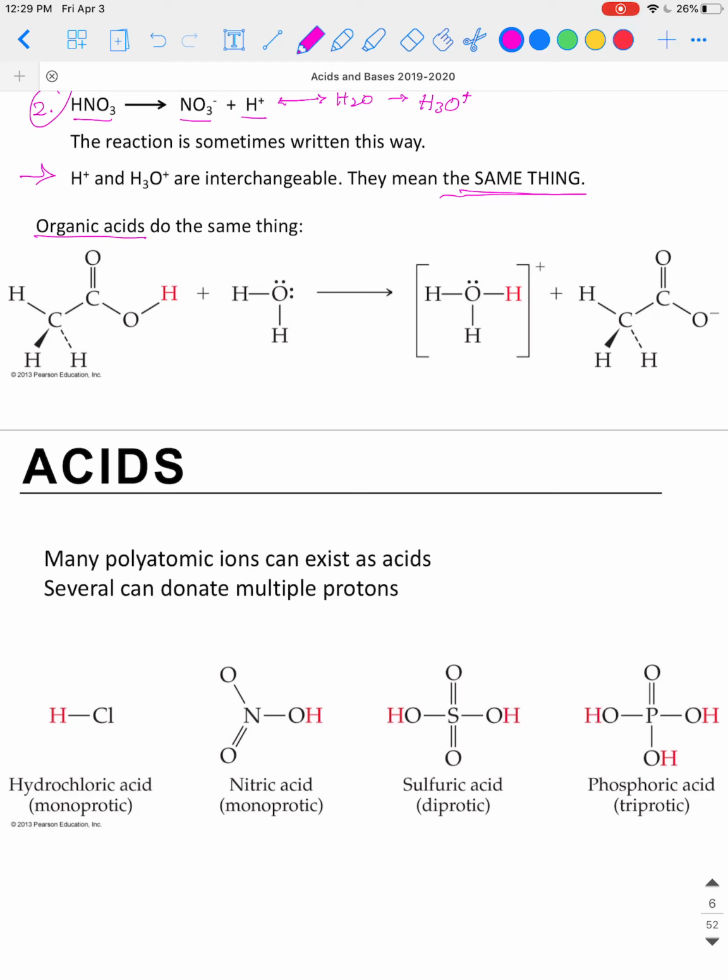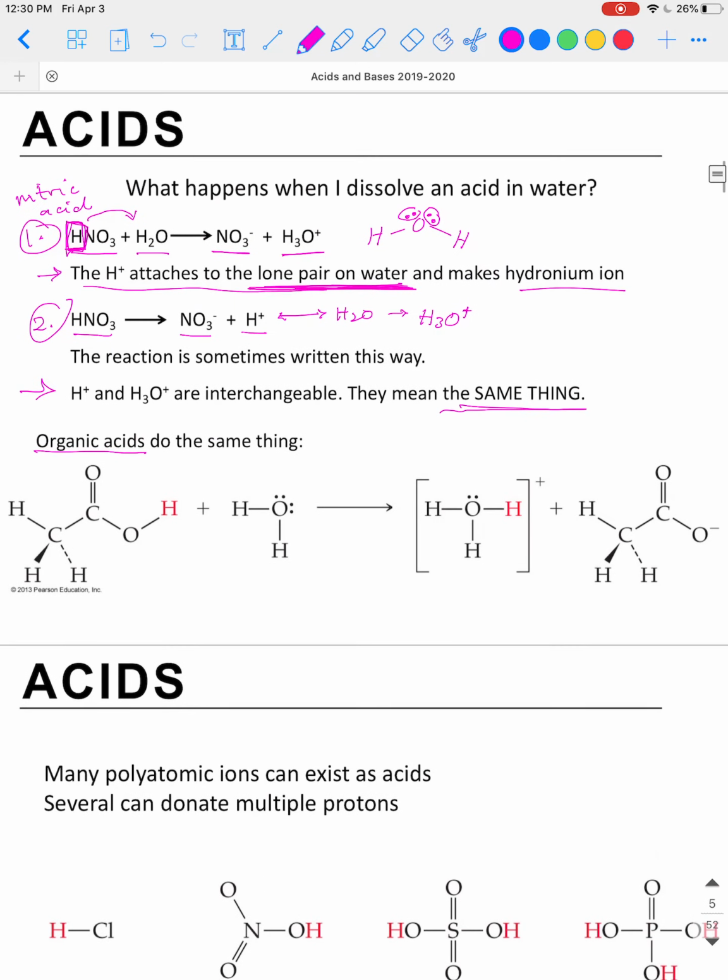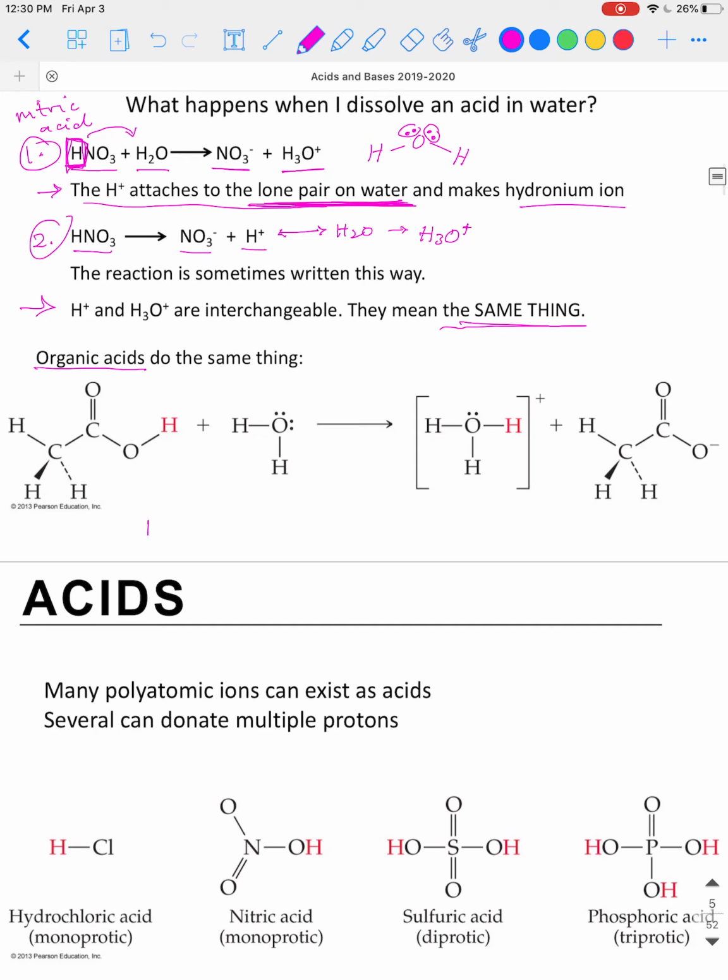Okay, organic acids. What is an organic acid? Because this statement says organic acids do the same thing. What do we mean? They do what? Well, they donate a hydrogen ion. If it's an acid, it's going to donate a hydrogen ion to something or someone. How are organic acids different from the acids we've talked about so far? Well, I don't have a lot of space, so I'll write it down here. HCl, that's one acid we looked at.